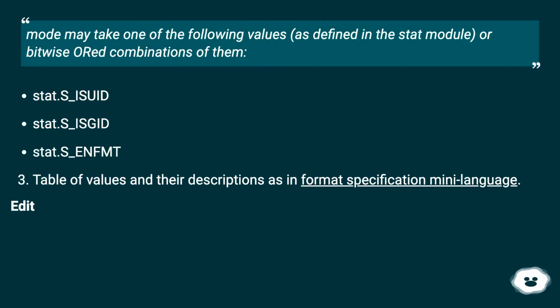Mode may take one of the following values, as defined in the stat module, or bitwise ORed combinations of them: stat.S_ISUID, stat.S_ISGID, stat.S_ENFMT. Table of values and their descriptions, as in the format specification mini-language. Edit.